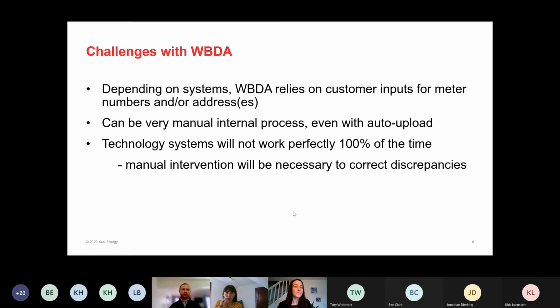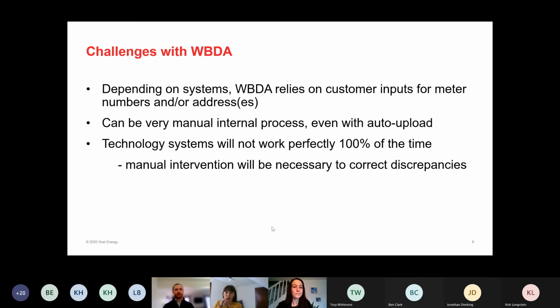So there are some challenges that will come into play with whole building data aggregation. Depending on systems, obviously each utility is different, but it does rely on customer inputs for meter numbers and or addresses. So sometimes there can be some typos, or just the way buildings are set up, they're not quite as clear cut based off of a physical address, if that's what you decide to use. So there will be a need for customer support and an internal team that is monitoring that. It can be a very manual internal process, even with auto upload.